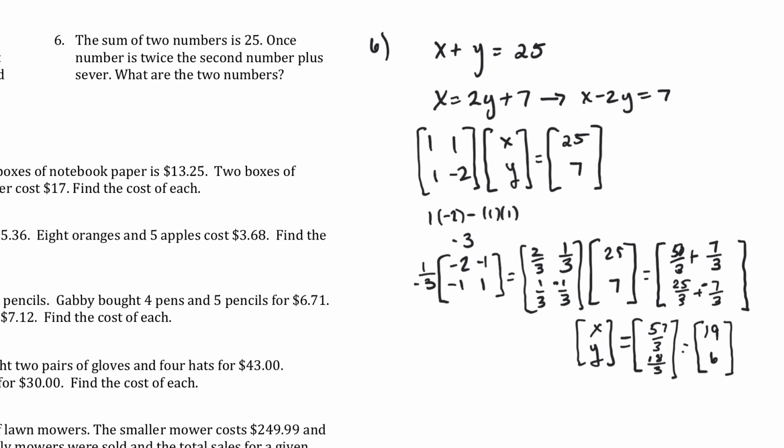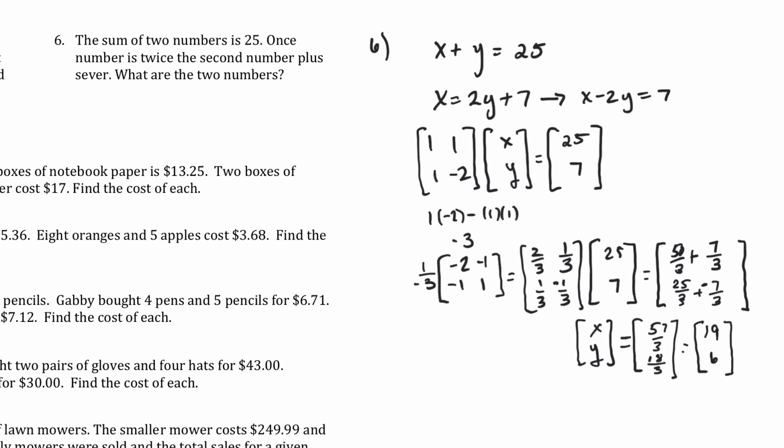Number 6. This one I did one reason is because there's a few typos in the paragraph. It says the sum of two numbers is 25. One number is twice the second number plus 7. What are the two numbers? That's how you should read it. And we can see that over here.